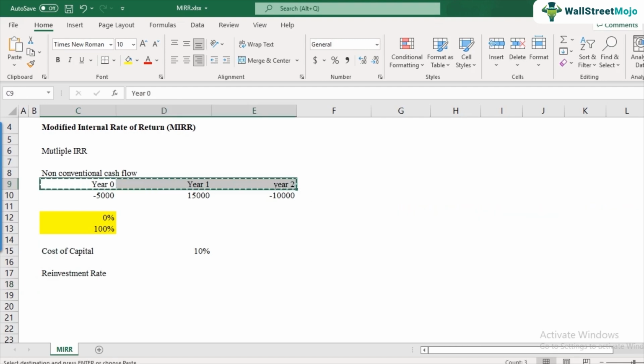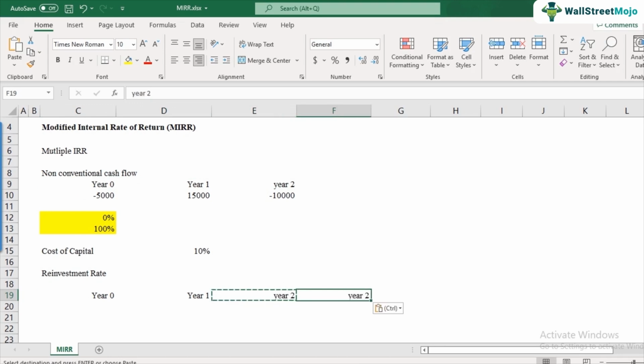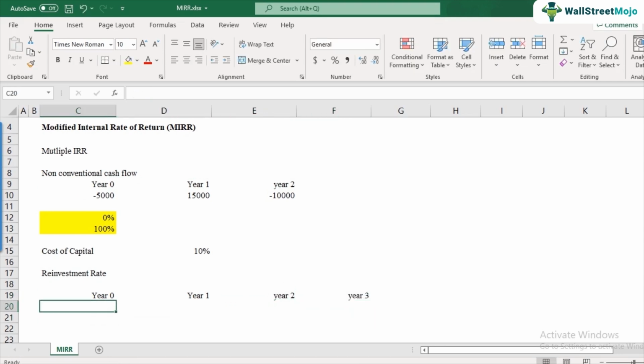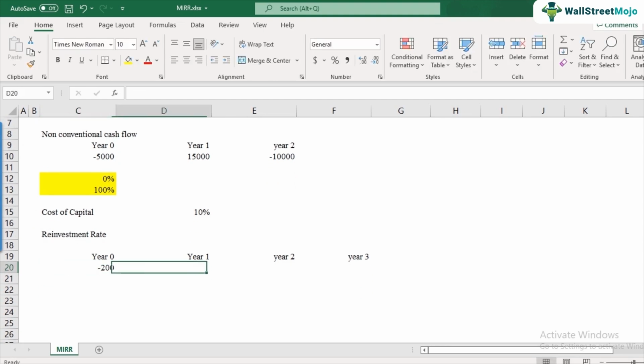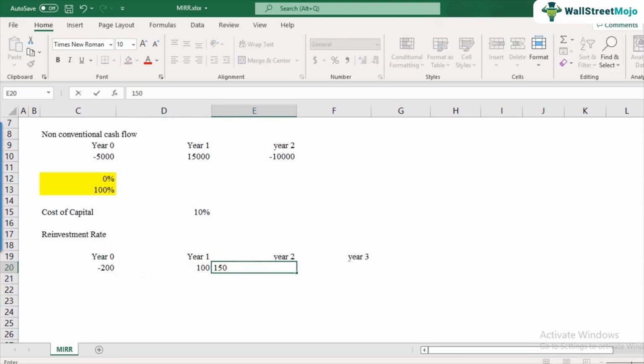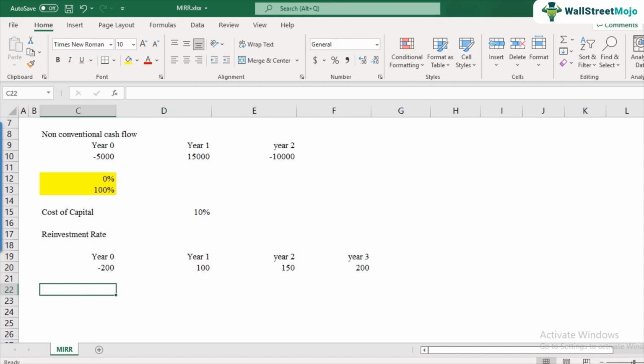Let me create an example first. Let's say there is a 3-year project and in the initial year, the project requires an investment of $200. In year 1, let's say $100 is the cash inflow, 150 in year 2, and 200 in year 3. So let's calculate the IRR first.